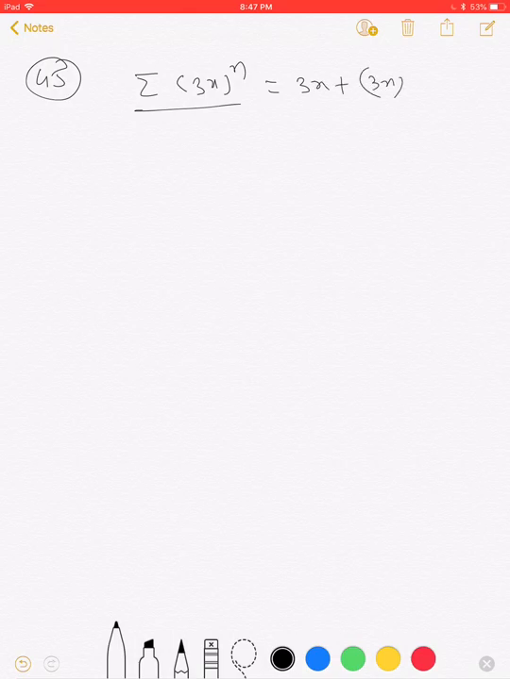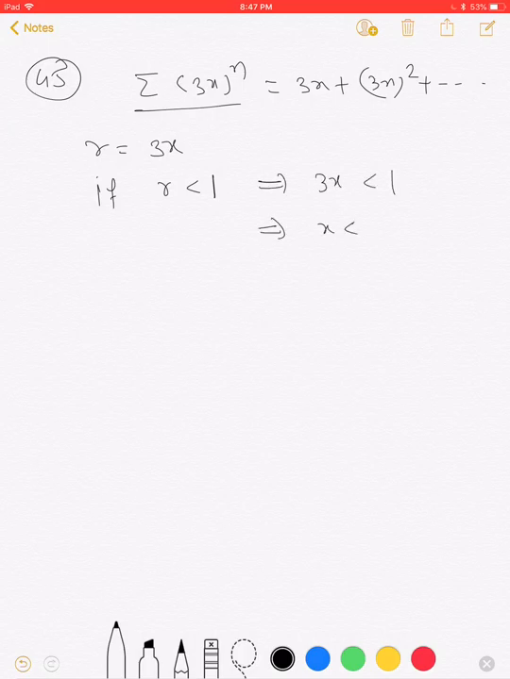Next question, that is question number 45. In question number 45 we have to find the x for which this series is convergent. So this series can be written as 3x plus 3x square and so on. This is a geometric series with common ratio r equal to 3x. We know that a geometric series is convergent if r is less than 1. So this series is convergent if 3x is less than 1. So this implies x is less than 1 by 3. So for x less than 1 by 3, this series is convergent.